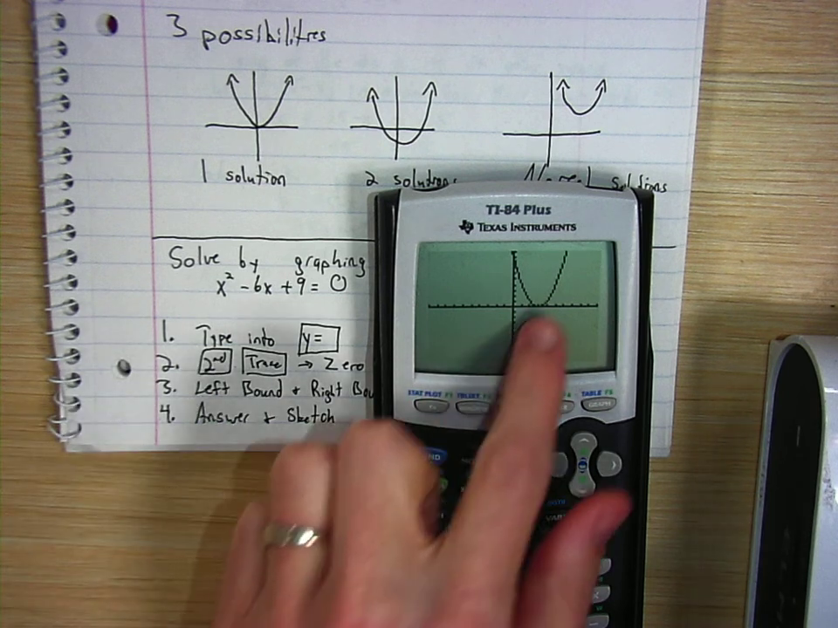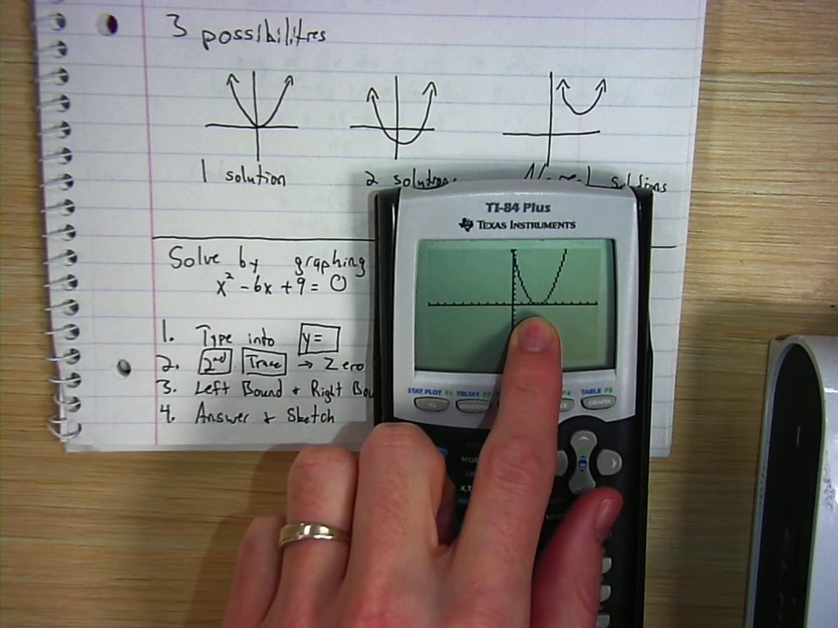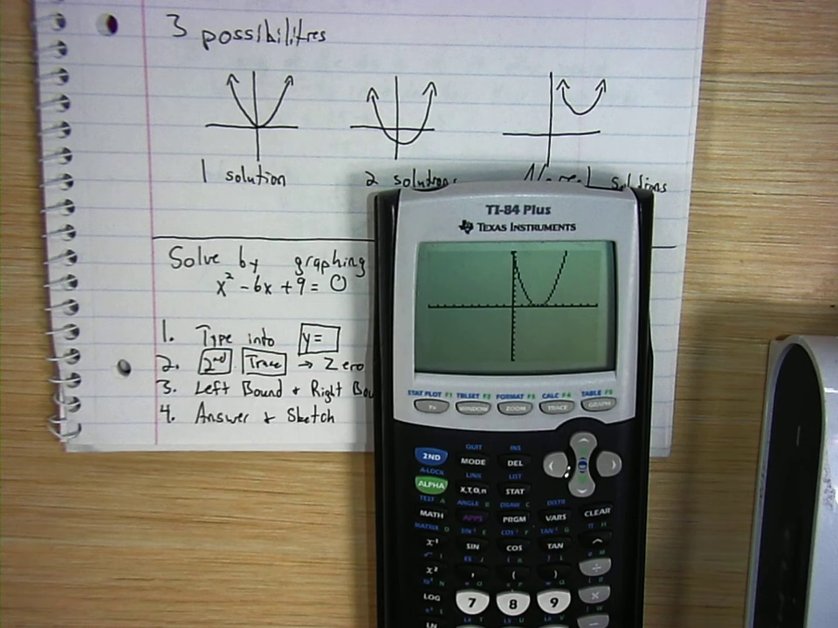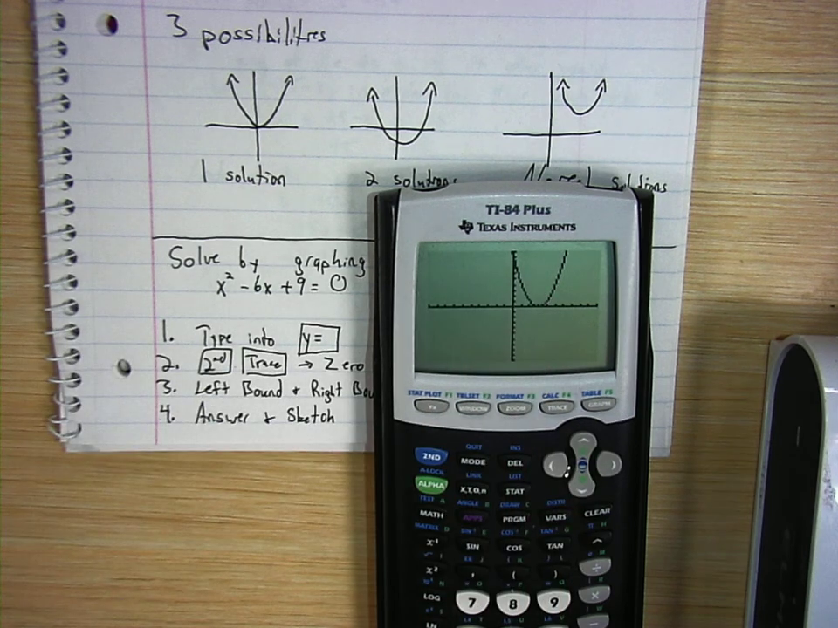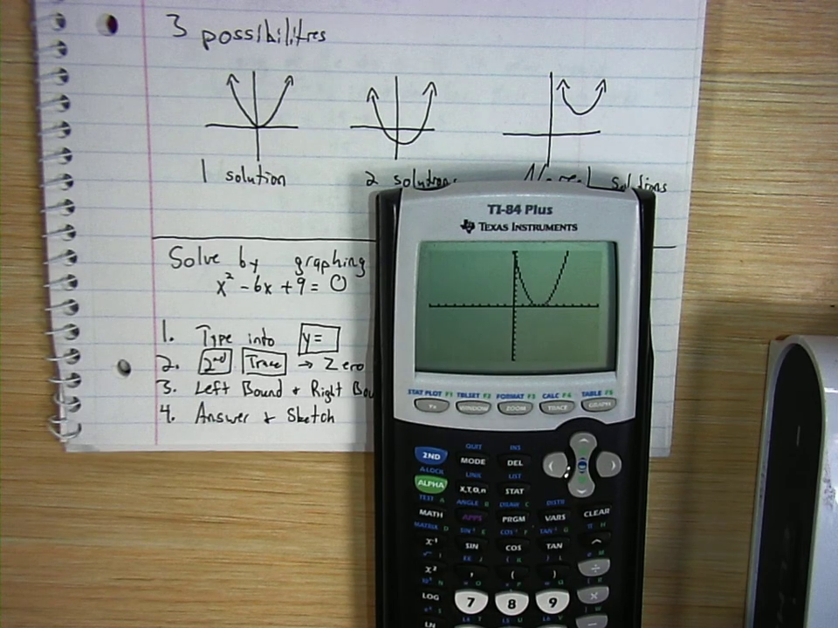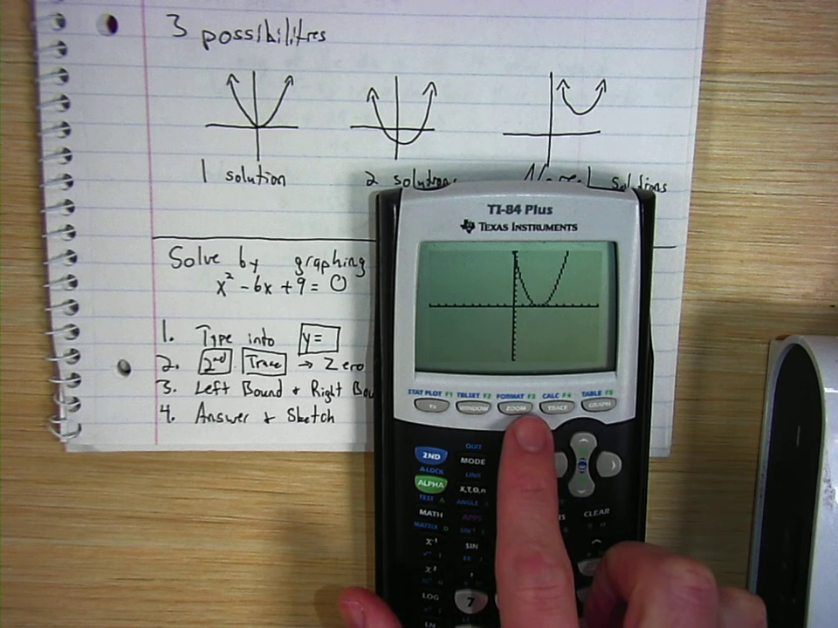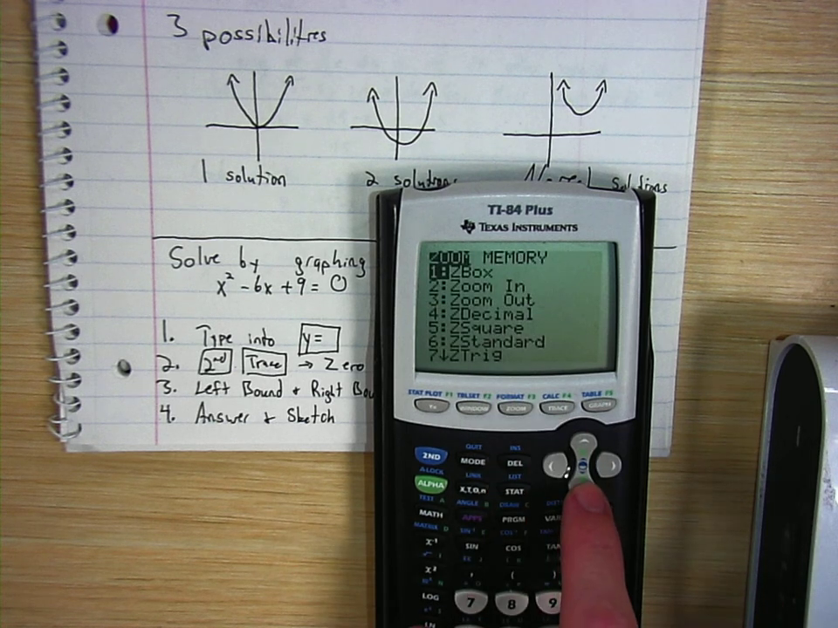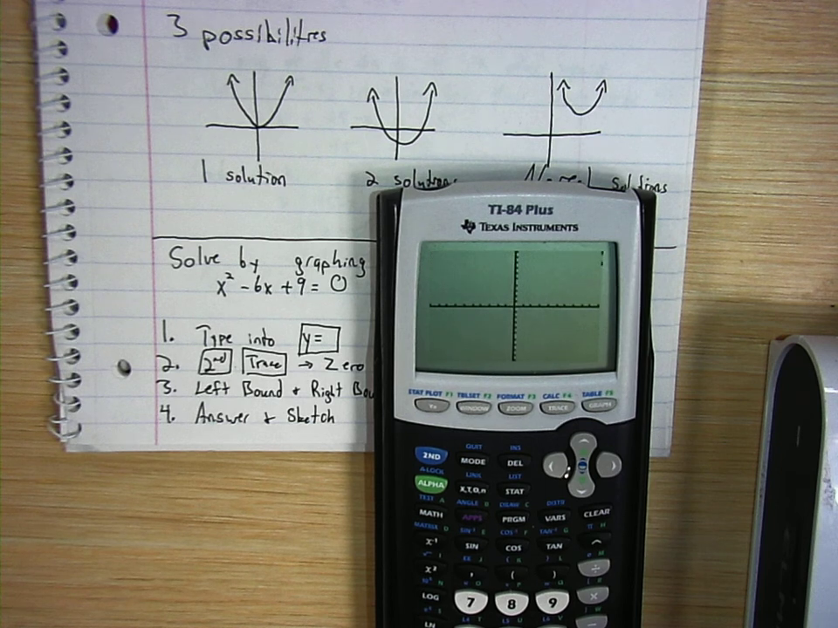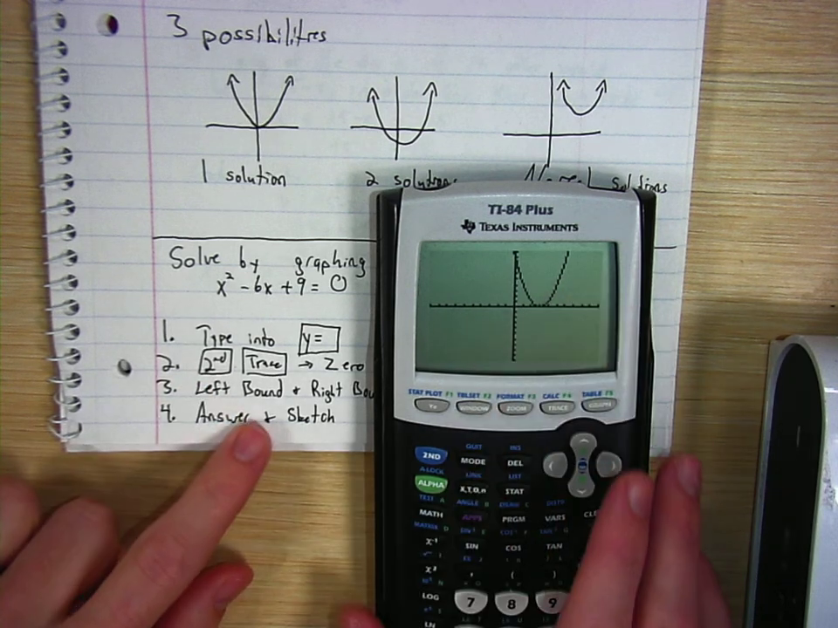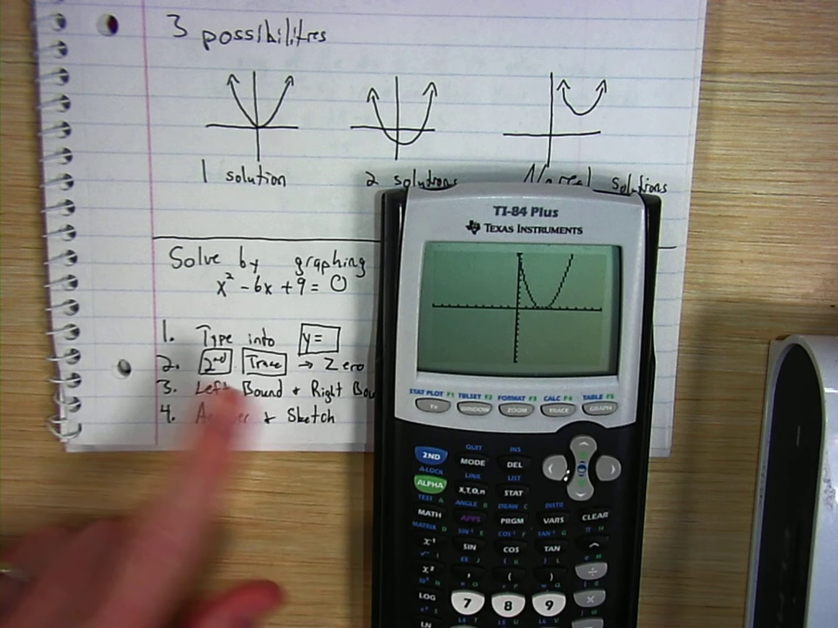Alright, so we're kind of expecting one solution here. It looks like it's just going to come down, touch it, and turn around. If your graph is not nice and clean like this, where it's perfectly centered, here's a shortcut for you. Are you ready? Push zoom, 6, all the way down here to ZStandard, and that'll give you negative 10 to 10 on the x-axis and negative 10 to 10 on the y-axis. Nice, perfectly squared graph. So that's our step 1. We've got it typed in, we've got it graphed. Now we need step 2, second trace zeros.